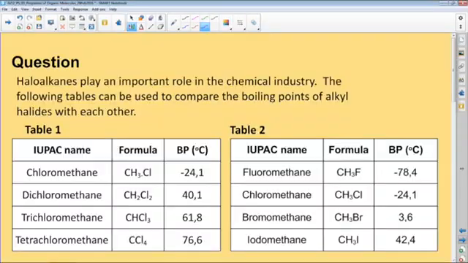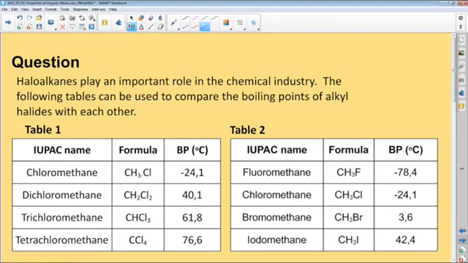I'm going to be nice this time. I'm going to do it with you. So, if we look at the last question, it looks a lot more complicated than it is, but it's really not. It says to us, haloalkanes play an important role in the chemical industry. The following tables can be used to compare the boiling points of alkyl halides. You know them as haloalkanes. It doesn't matter what we call them.